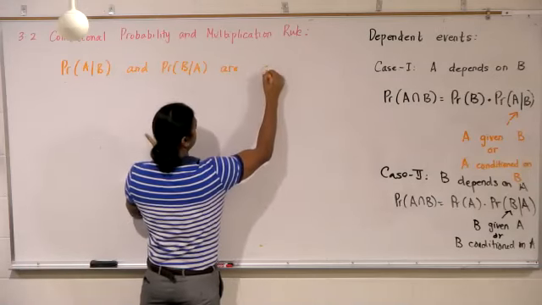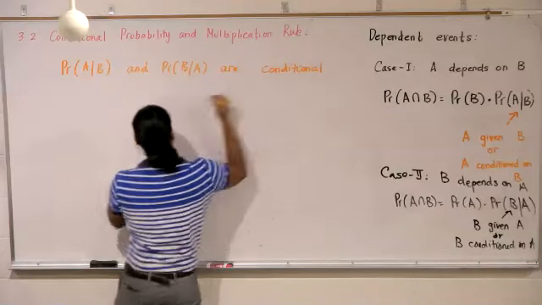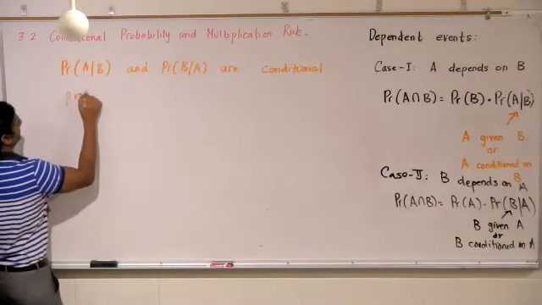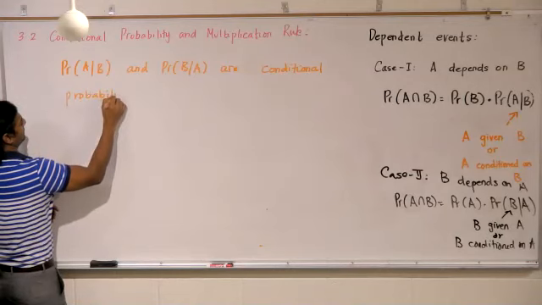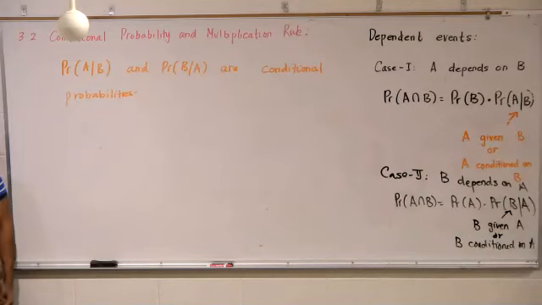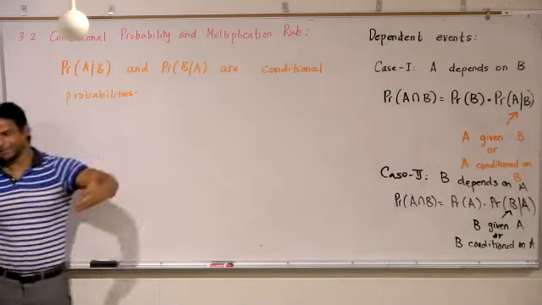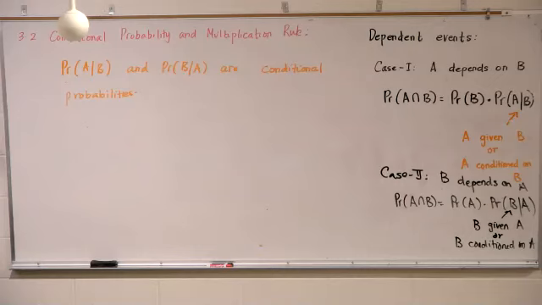Very ingenious in naming this. Any thoughts as to why we call them conditional probabilities? Literally, we are conditioning A with respect to B, B with respect to A. So they're called conditional probabilities.